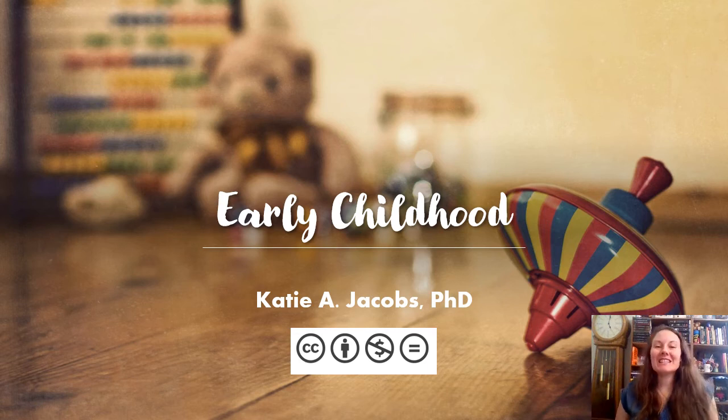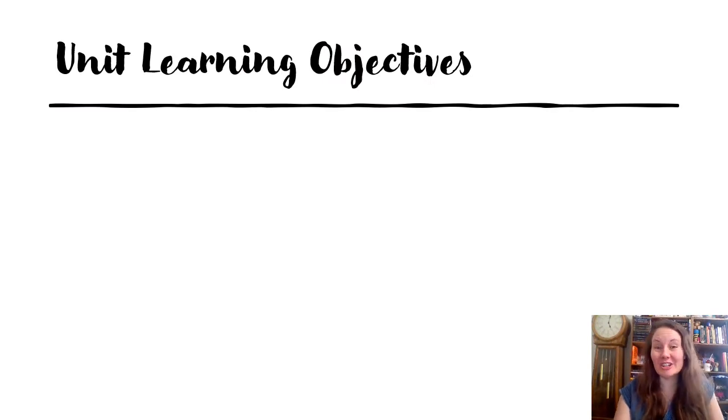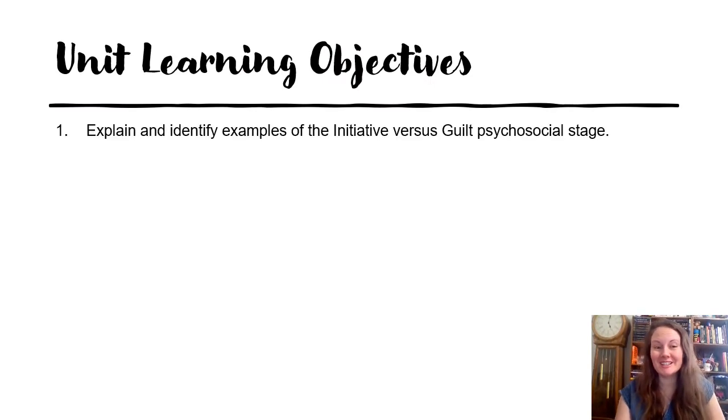Everybody, welcome back. This week we're going to look at early childhood. So our unit learning objectives for this week include, I want you to be able to explain and identify examples of the initiative versus guilt psychosocial stage.